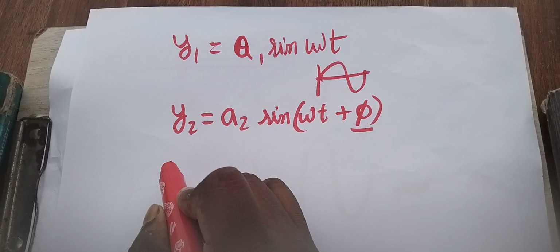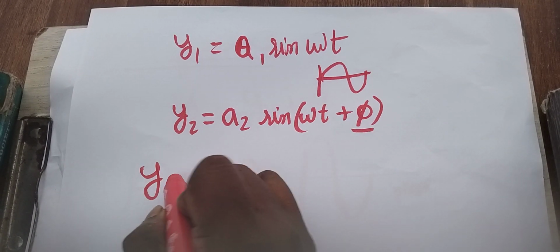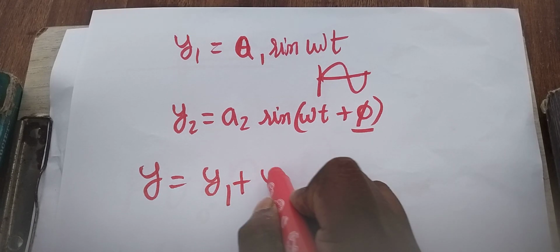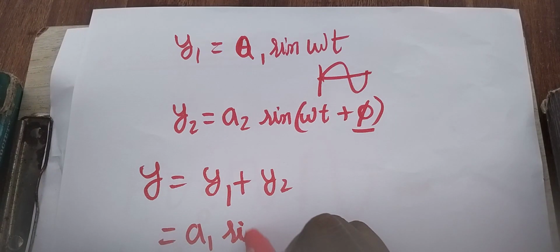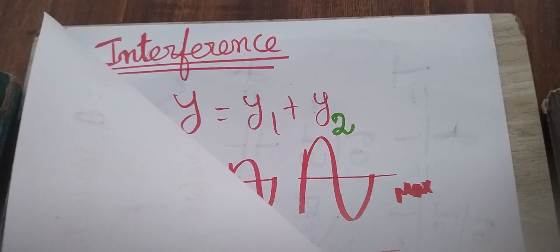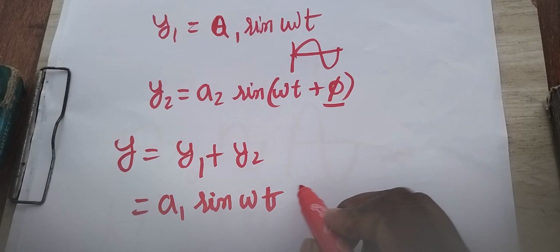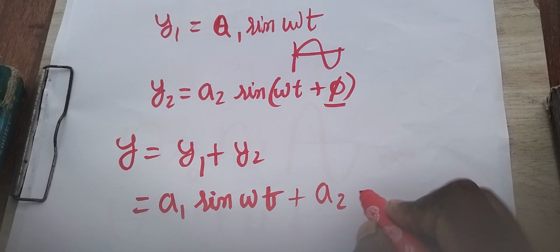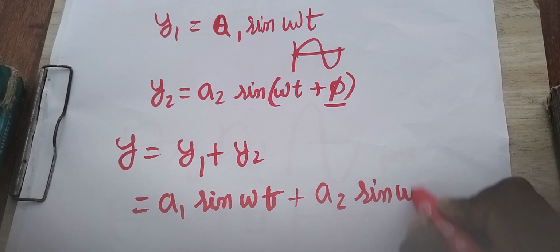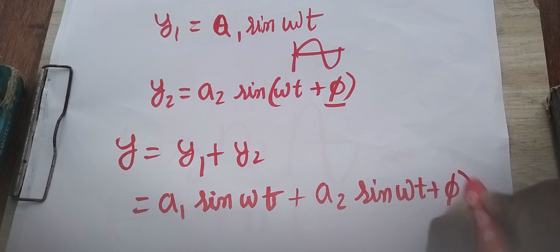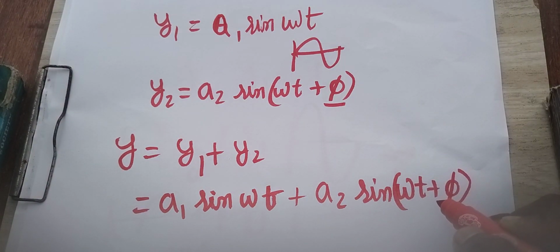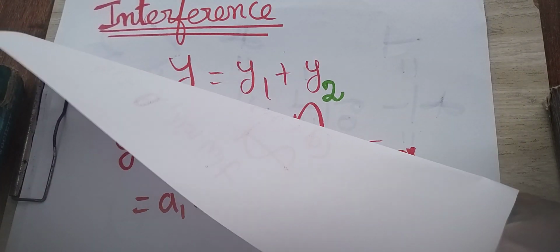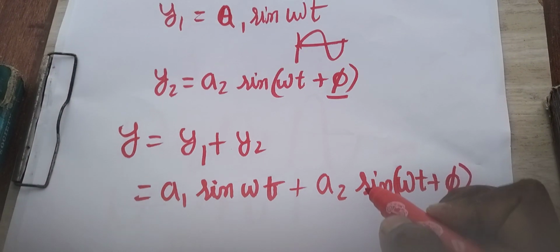Now, the overlapping of two waves is interference. y is equal to y1 plus y2. We already know y1 is a1 sine omega t. y2 is a2 sine of omega t plus phi, where phi is the phase difference. This is of the form sine of a plus b, so I am going to apply that formula.